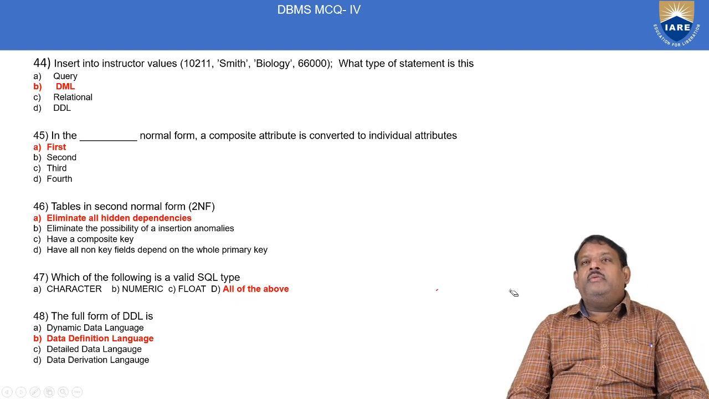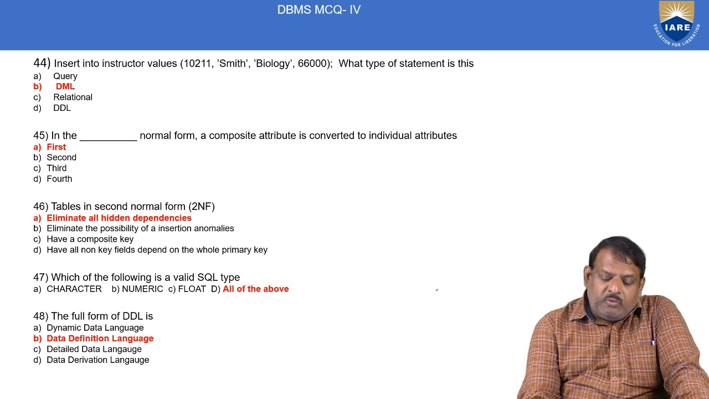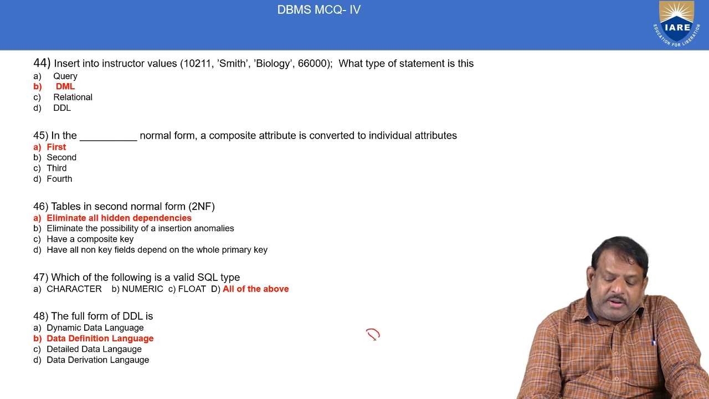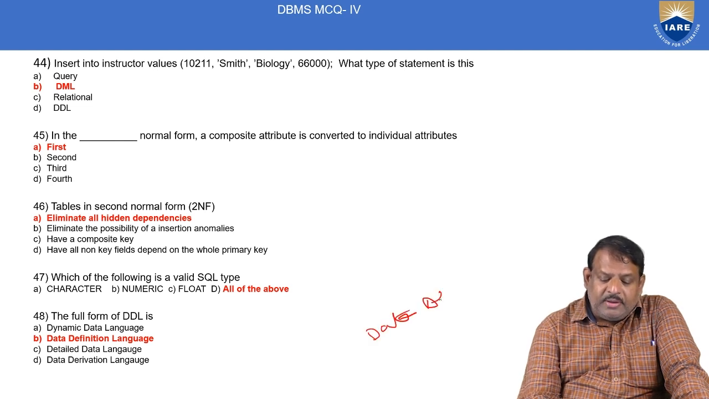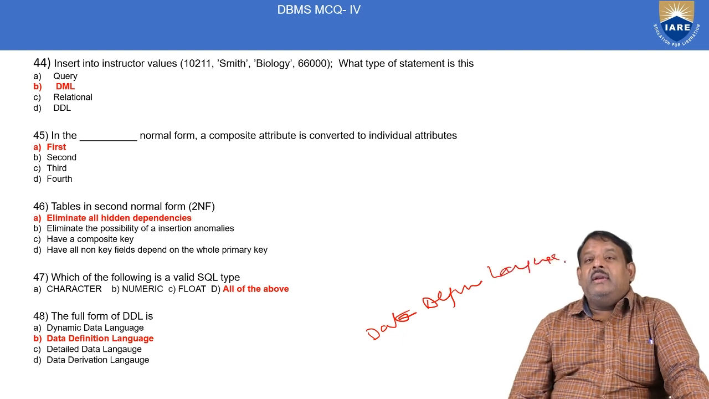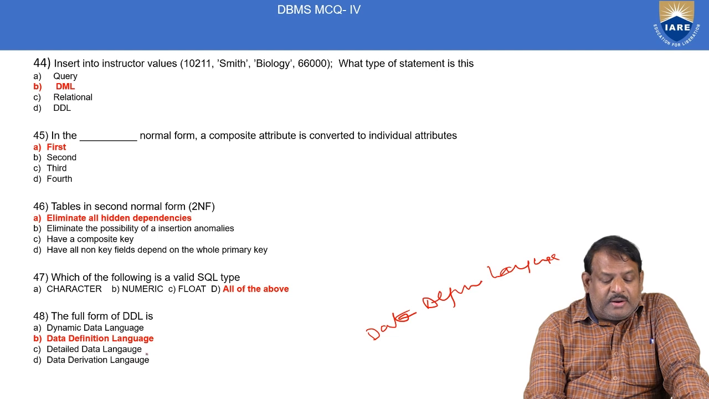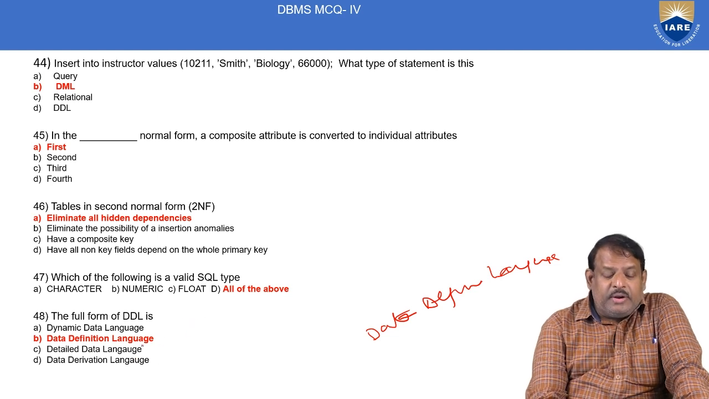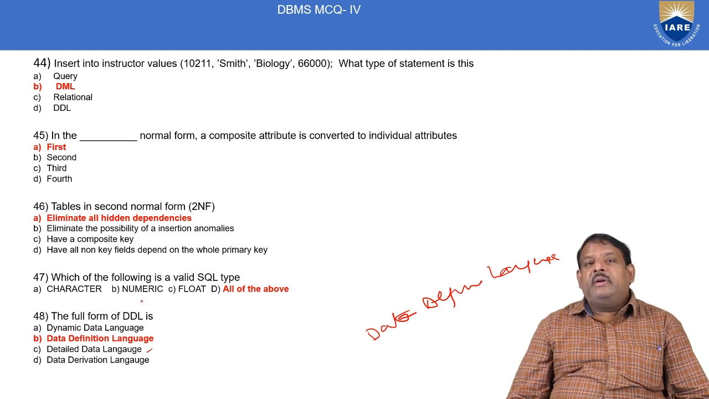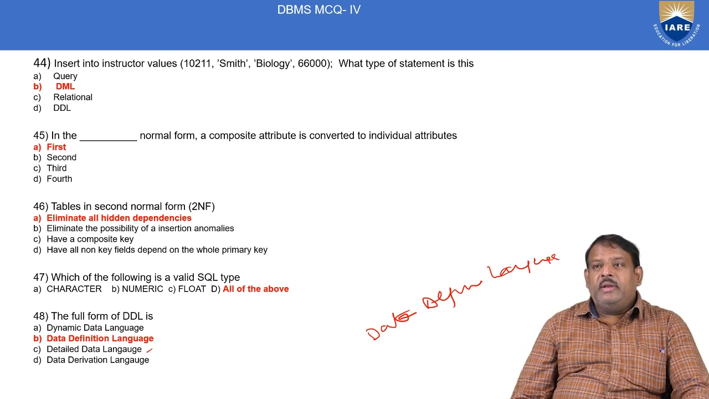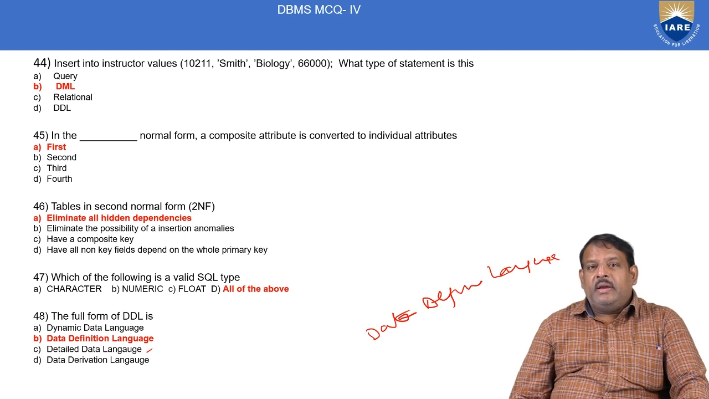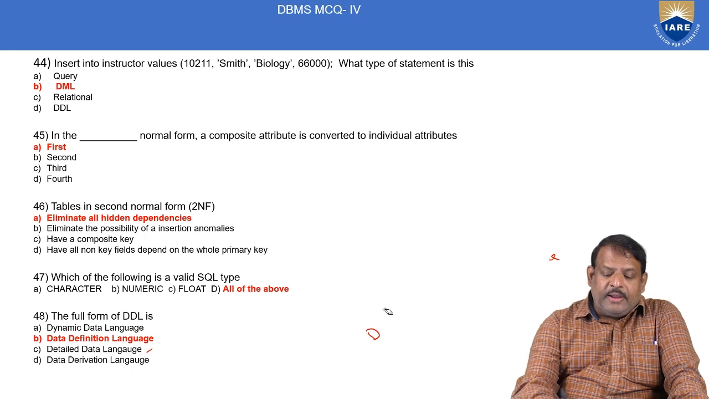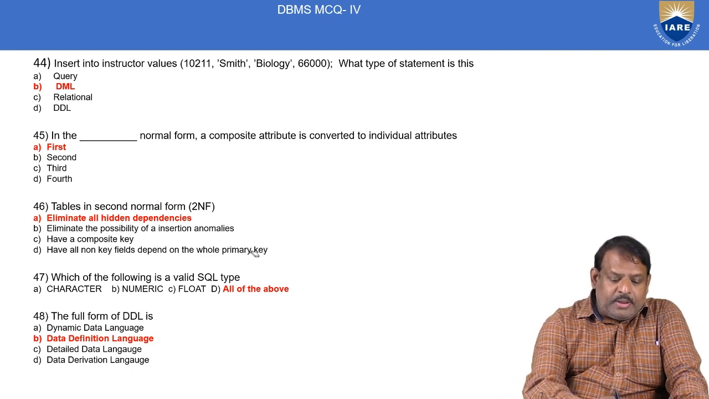What is the full form of DDL? We know that the full form of DDL is data definition language. DDL is also known as data definition language. It is not data derivation language, detailed data language, or dynamic data language. So the right answer is that the data definition language is called the DDL. Okay.